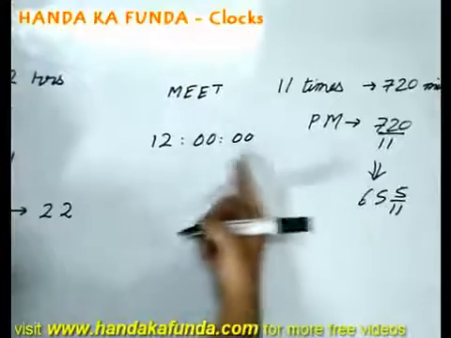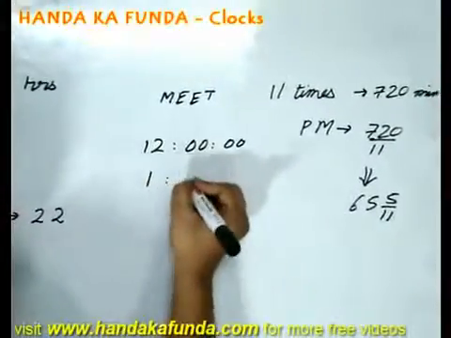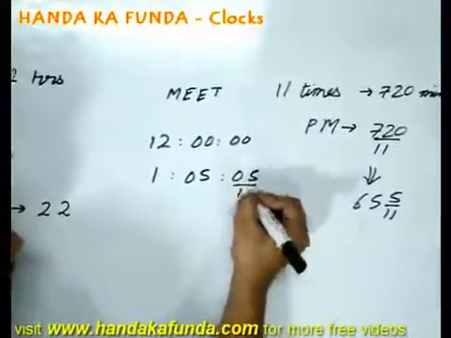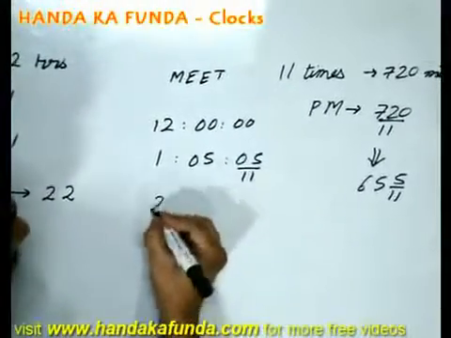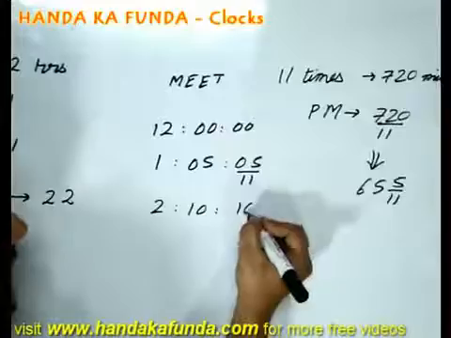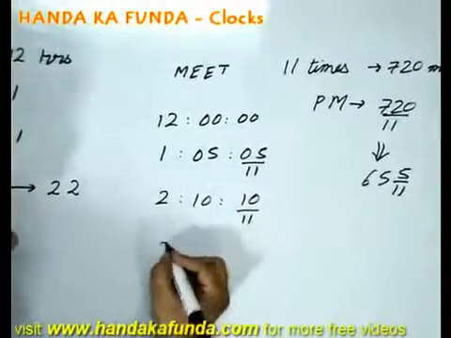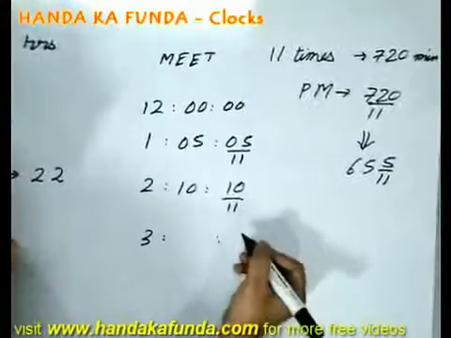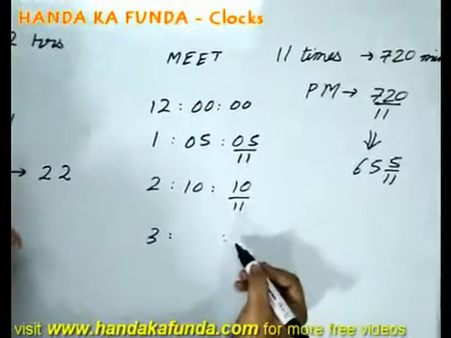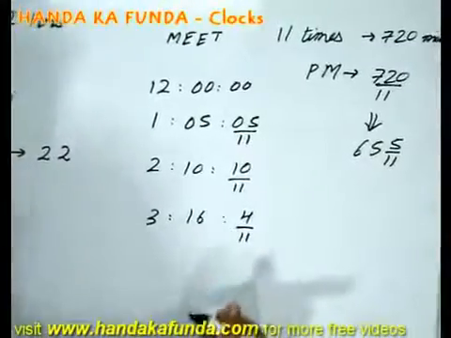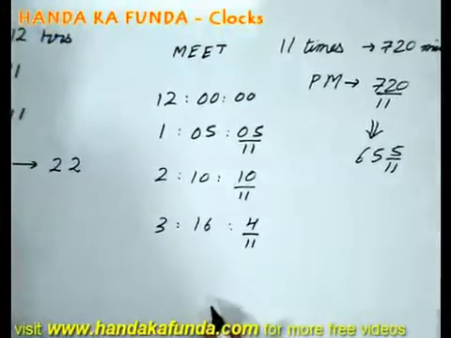That means after the first meeting at 12 o'clock, the next meeting will happen at 1:05 and 5 by 11. What about the next one? The next one will happen at 2:10 and 10 by 11, which is 1:05 and 5 by 11 after the previous one. The next one will be 3:15 and 15 by 11. But since 15 by 11 is more than 1, this becomes 3:16 and 4 by 11. And similarly, you can figure out the rest as well.